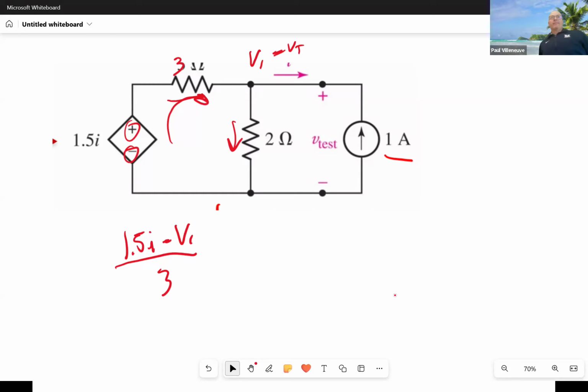Okay. So that's the current in. We also have 1 amp going into that same node. And then the current going out is V1 over 2.